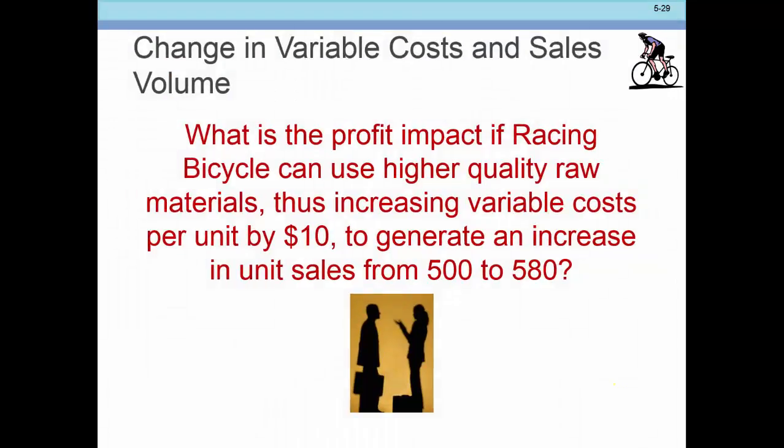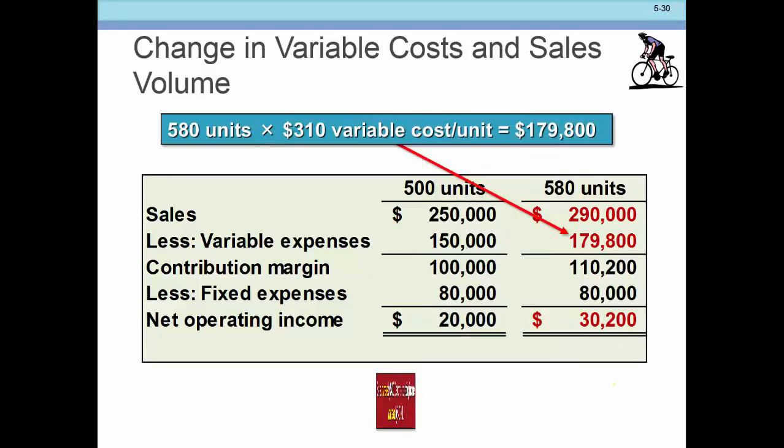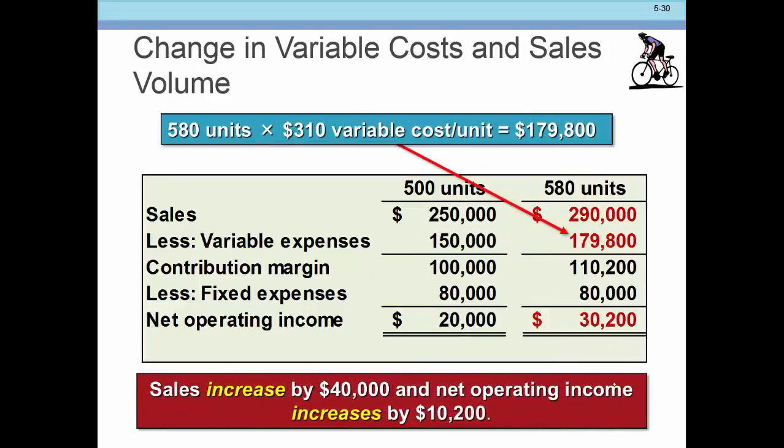Okay? All right, so let's go ahead and take a look at this one now. And we say, what is the profit margin if racing bikes can use a higher quality raw material, thus increasing variable cost per unit by $10, and now we're going to increase our sales from 500 to 580? Okay? And so we come over, and let's just take a look at the contribution margin format for our operating statement.